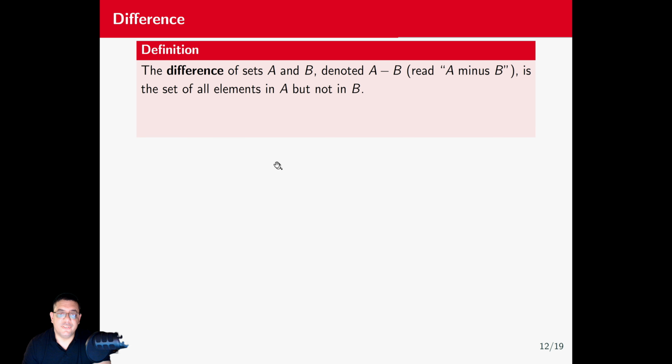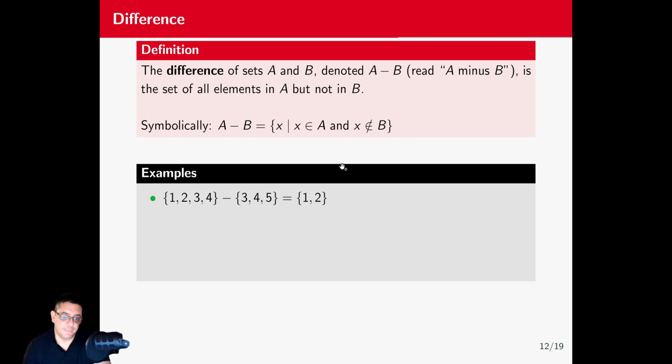Now, the difference of sets, denoted by A difference B or A minus B, is the set of all the elements that are in A, but they're not in B. So we're pretty much taking A and removing the intersection of common elements. So A minus B is the set of x that are in A, but not in B.